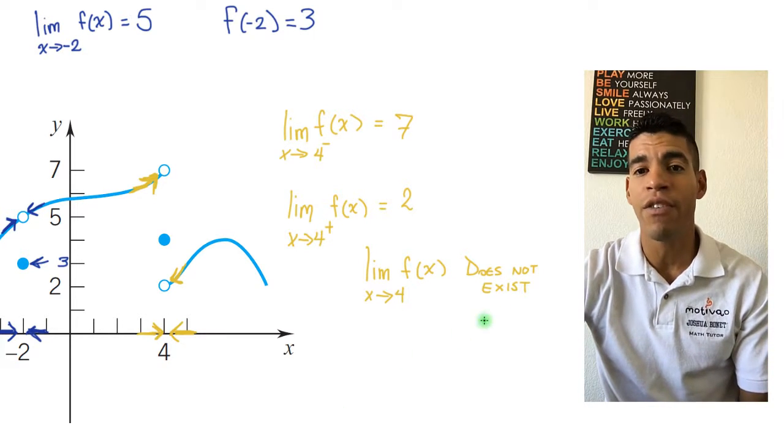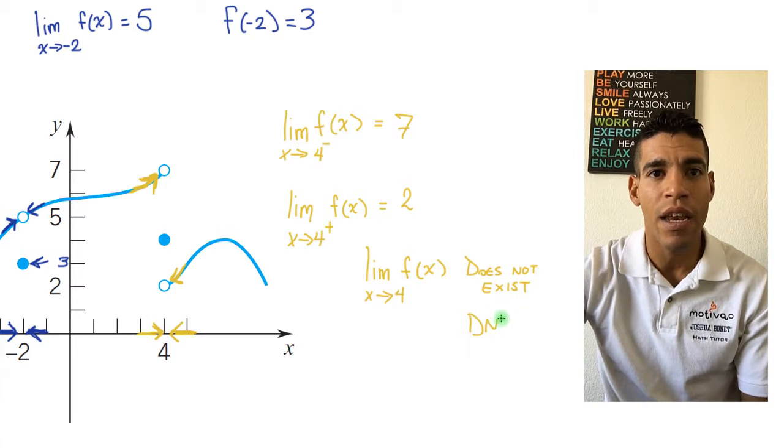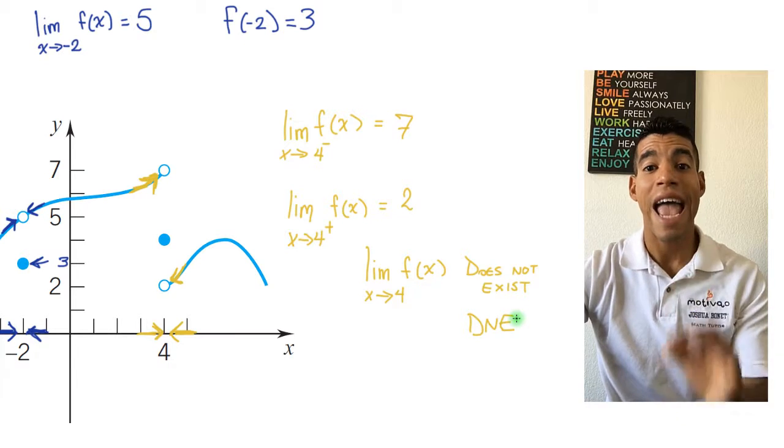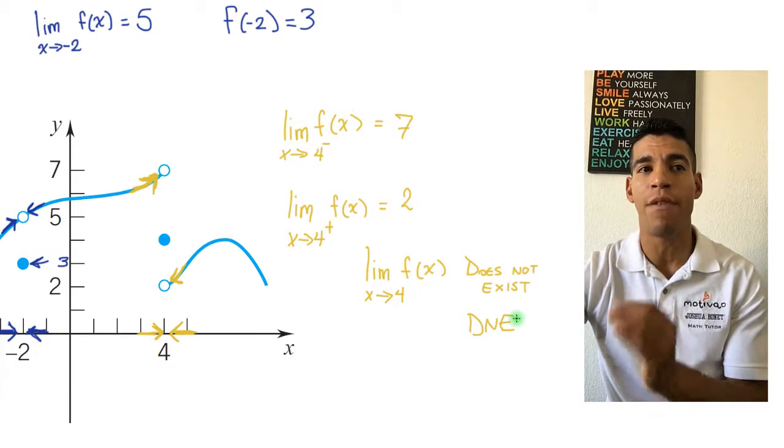Now, in your test, you might see it as DNE. Okay? That's what it means: does not exist. Now, at 4, what is the value of the function at 4?